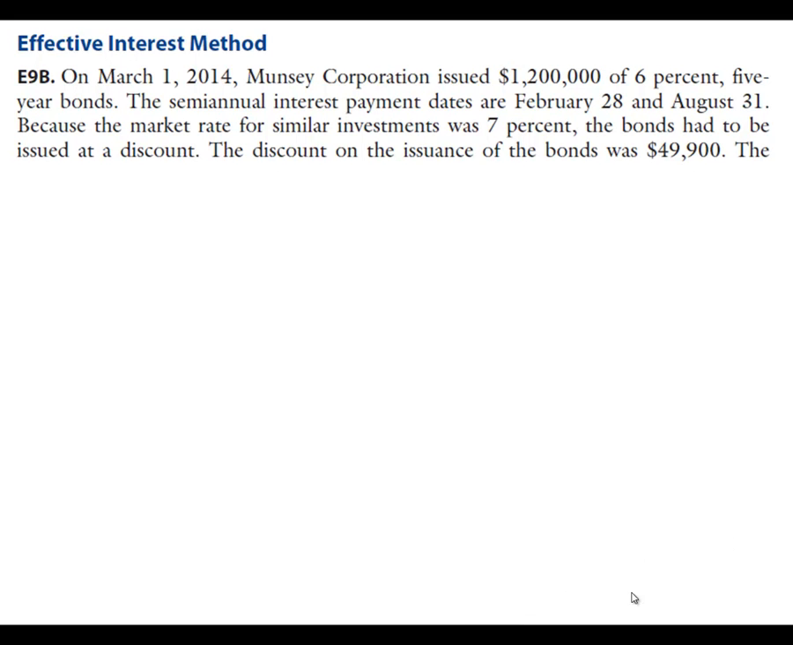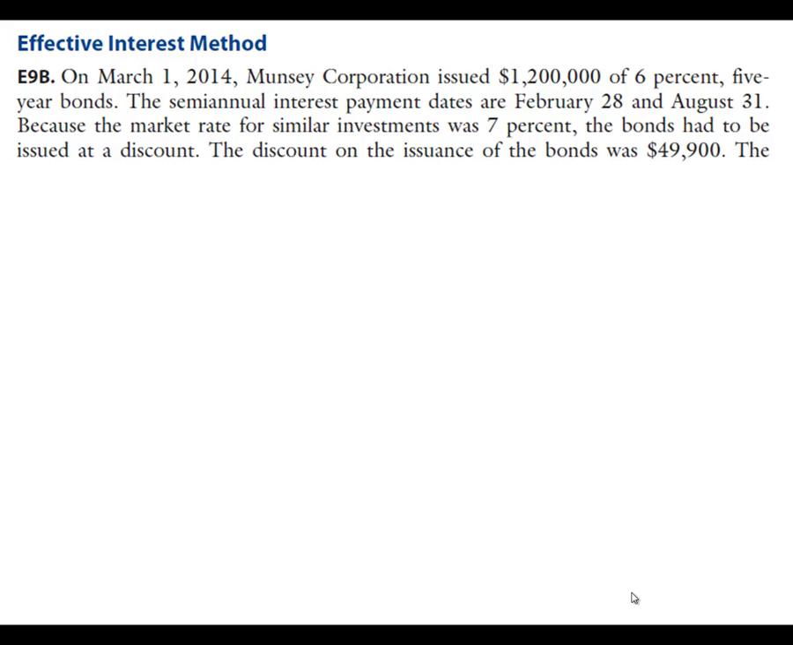In this example, we are going to look at another bond issue, only this time when we calculate interest, instead of using the straight line method, we're going to use the effective interest method. So on March 1st, 2014, Muncie Corporation issued $1.2 million of 6% 5-year bonds. The semi-annual interest payment dates are February 28th and August 31st. Because the market rate for similar investments was 7%, the bonds had to be issued at a discount. The discount on the issuance of the bonds was $49,900.